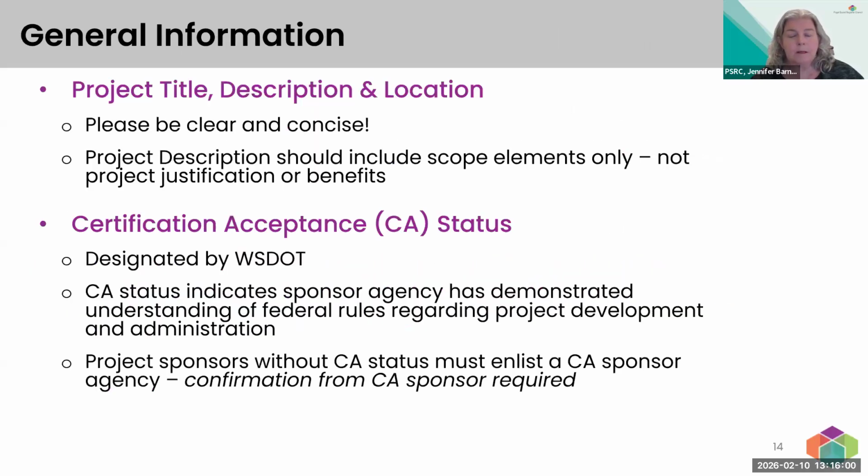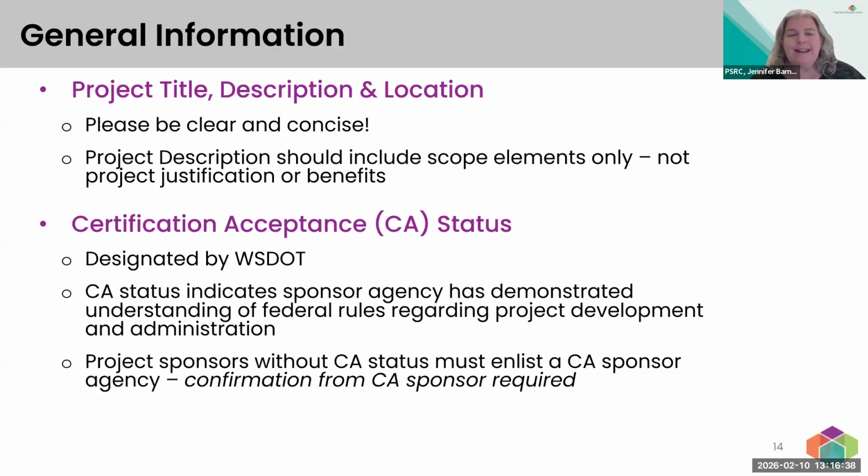Next. So now I'm just going to walk through the general information that we ask for in the screening form. The first seems pretty obvious: project title, description, and location. The point that I want to emphasize here, particularly in the project description, is that we ask that you be very clear and concise. The project description really should just be a description of the scope of the project. What are we doing? We don't need at this point, and it actually makes it harder to review, if you put a lot of justification and benefits in the project description.